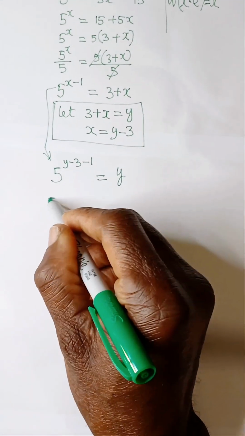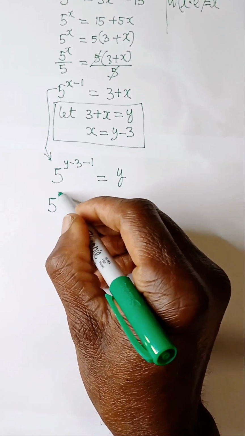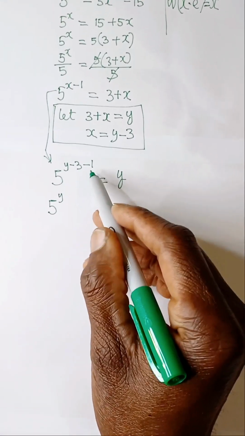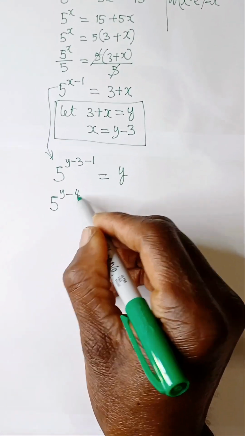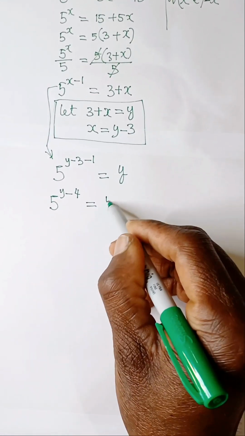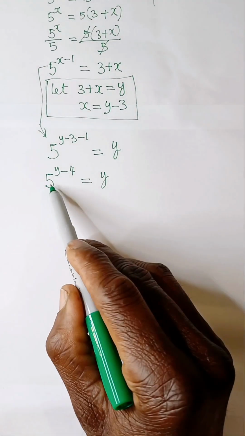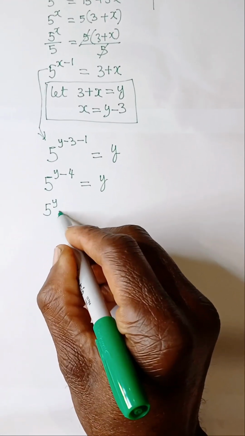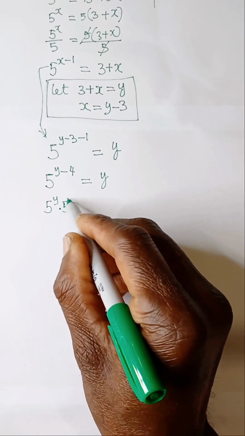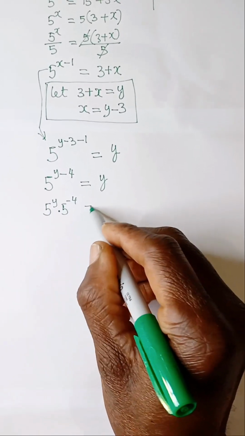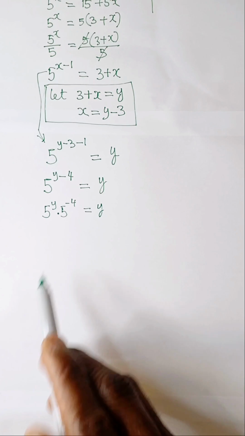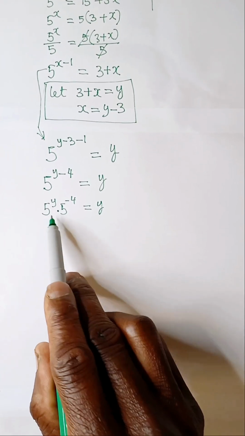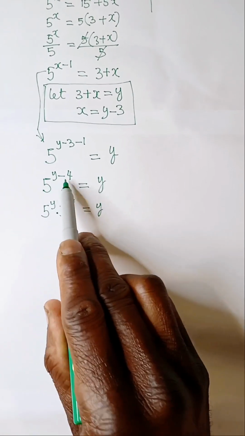This will give us 5 raised to the power of y minus 3 minus 1, which will give us minus 4, which is equal to y. We can express this as 5 raised to the power of y times 5 raised to the power of minus 4, and this is equal to y. If we apply the multiplication law of indices, this will give us back this expression.